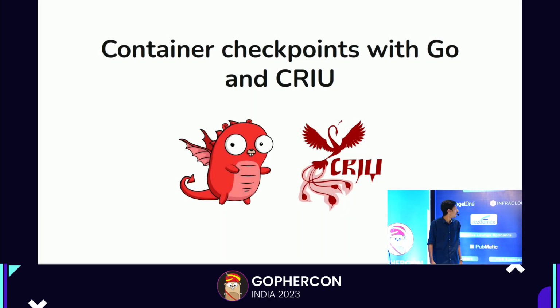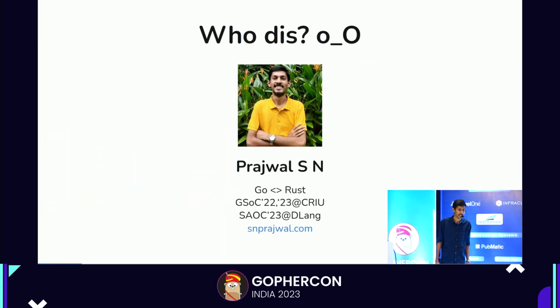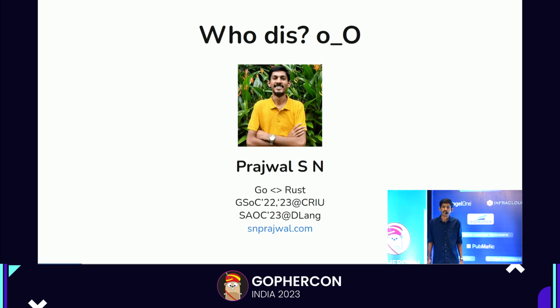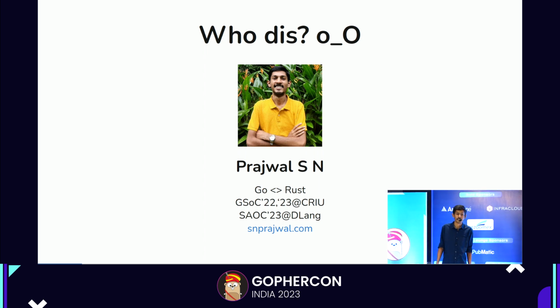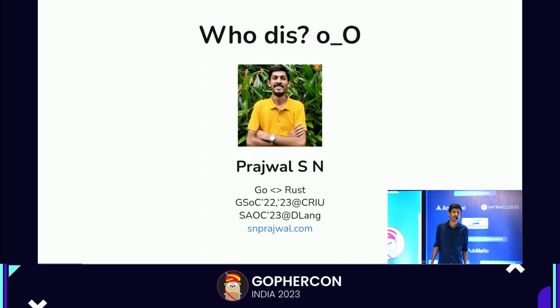But before I get to the talk, just a short introduction about who I am. I'm Prajwal. I am mainly a Go and Rust programmer, and I completed my Google Summer of Code in 2022 and 23 with CRIU, which is why I picked this as the topic for today's talk. And I'm currently working with the D Language Foundation on a freelance compiler project. You can find more details about me on my website. I'll be sharing the slides with you all.